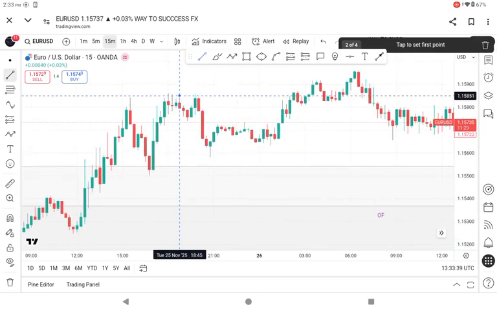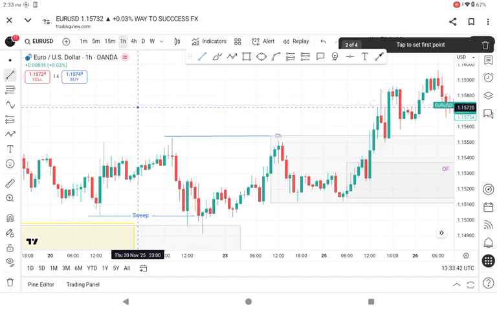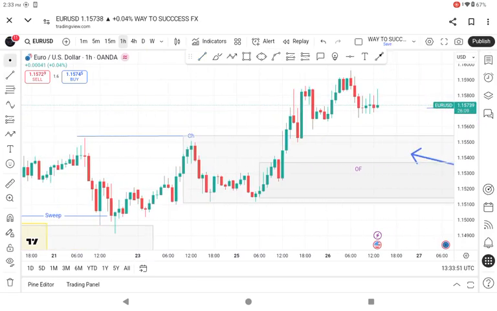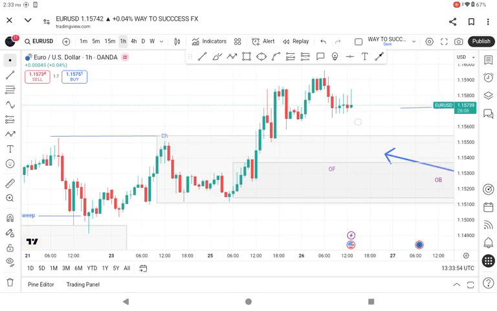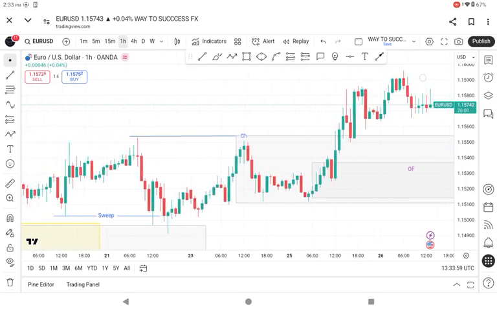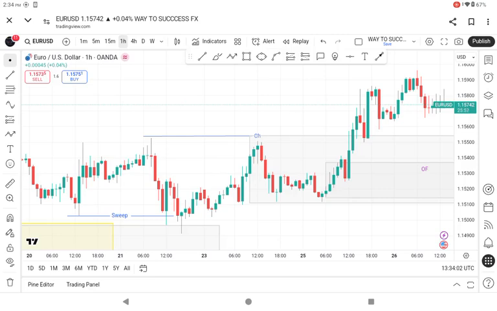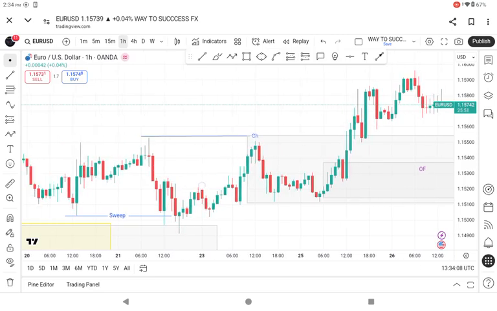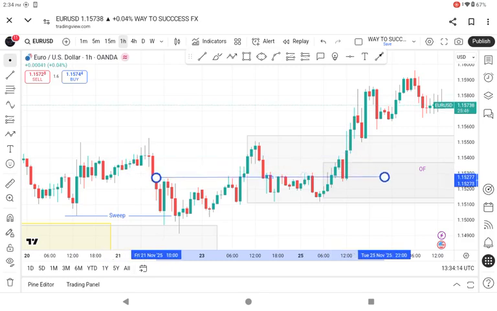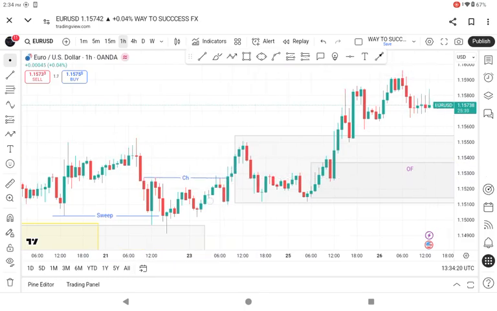But before this, let's check H1 to see what we have. H1, this is what we have. In H1, we have that same low swept in H4, and we have our change of character at the same level. The first low broken is our change of character. Let's keep things specific. So this is my change of character in H1.